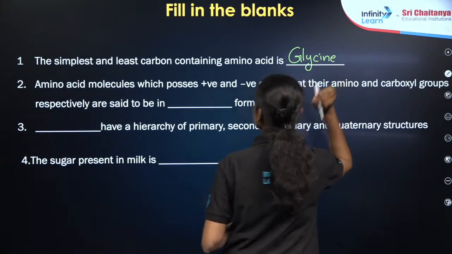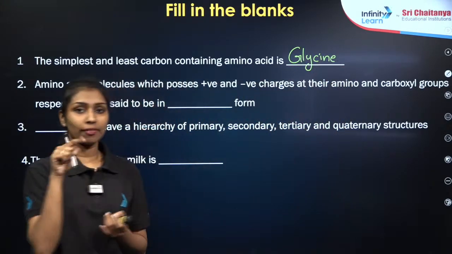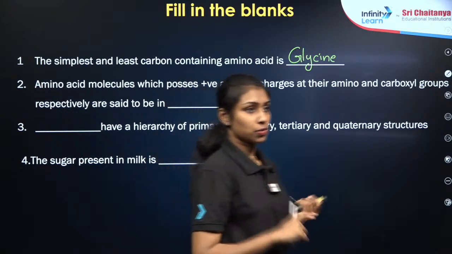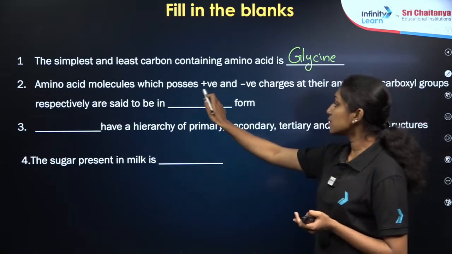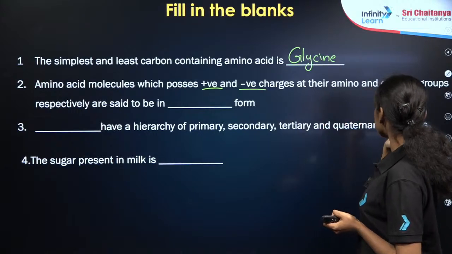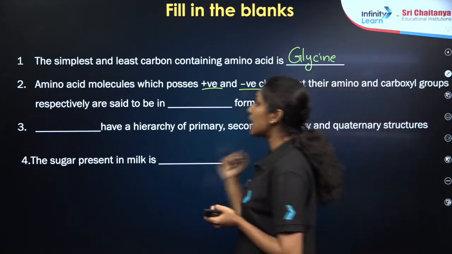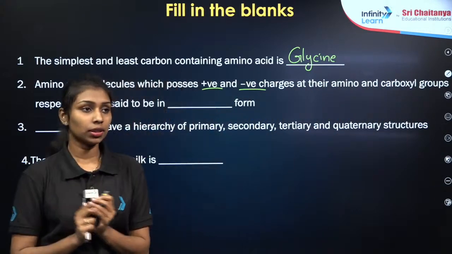So glycine is the simplest carbon containing amino acid having one COOH group and one NH2 group. Then the next question: the amino acid molecules which possess positive and negative charges at their amino and carboxyl groups respectively are said to be in which form?